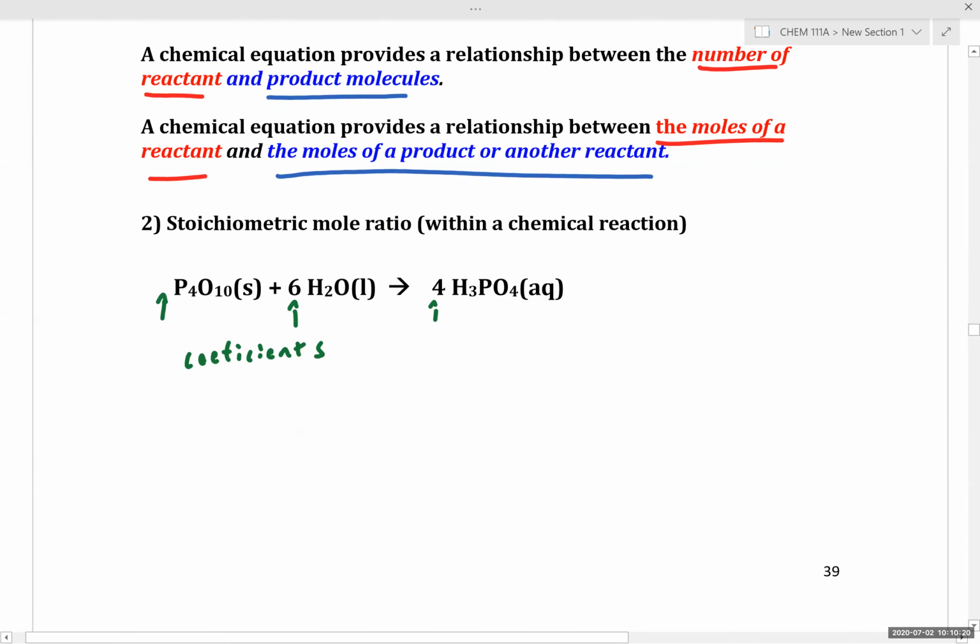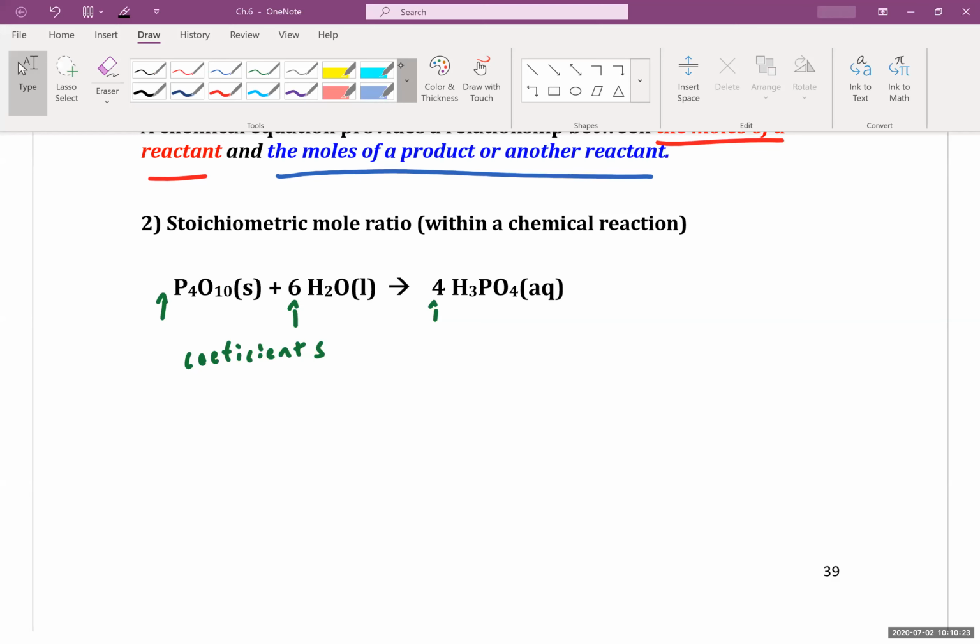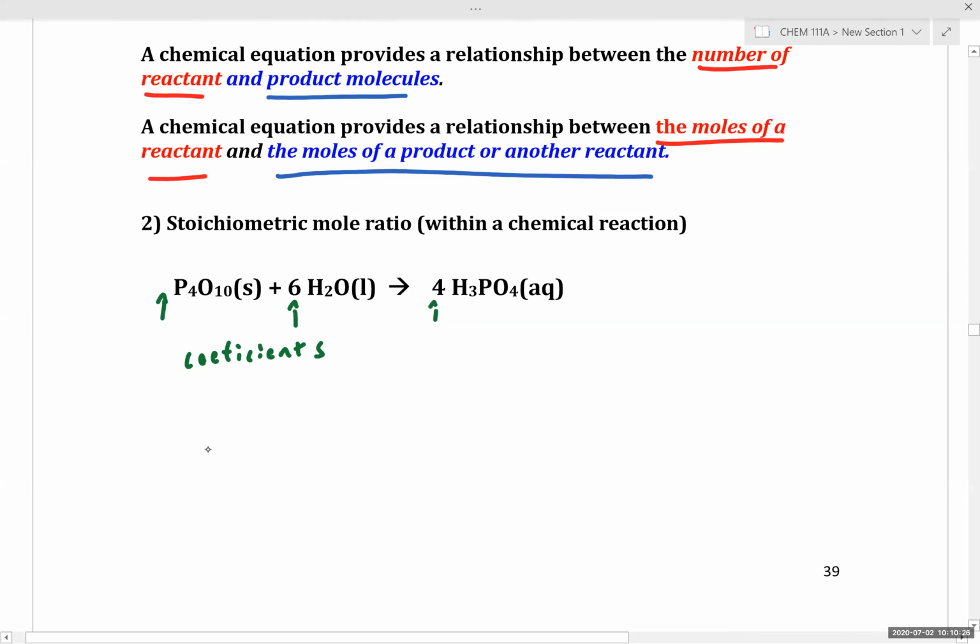Okay, so just like the examples that we've dealt with before, let's write some ratios. So for example, how many moles of water are required to react with how many moles of P4O10? What's our mole ratio of water to P4O10? And just read off the coefficients. That's all you're doing. You're just reading off the coefficients. So what's the mole ratio of water to P4O10? 6 to 1, exactly right. We have 6 moles of water per every 1 mole of P4O10.